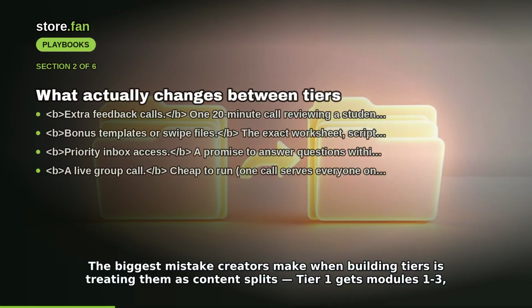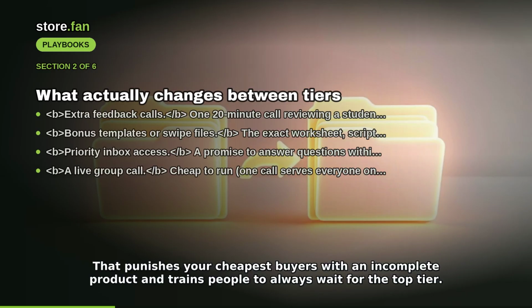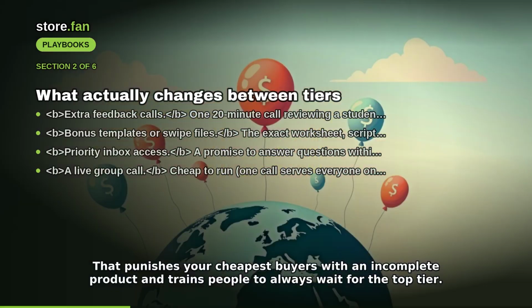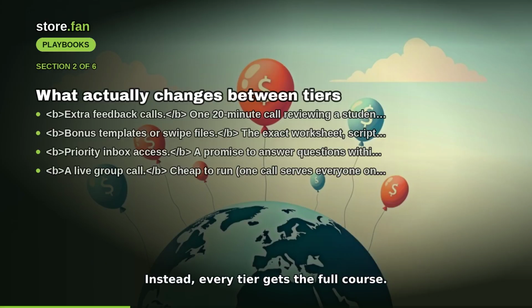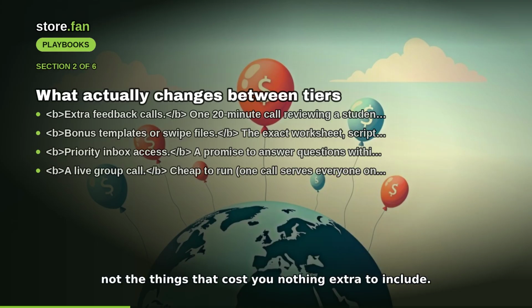The biggest mistake creators make when building tiers is treating them as content splits. Tier 1 gets modules 1-3, Tier 2 gets modules 1-6, Tier 3 gets everything. That punishes your cheapest buyers with an incomplete product and trains people to always wait for the top tier. Instead, every tier gets the full course. What changes is support, access, and speed to results. The things that actually cost you time, not the things that cost you nothing extra to include.